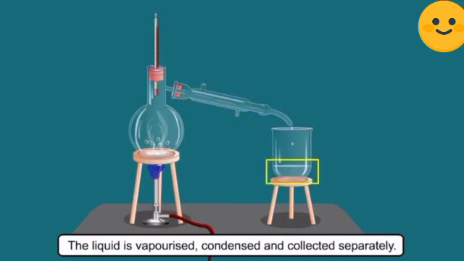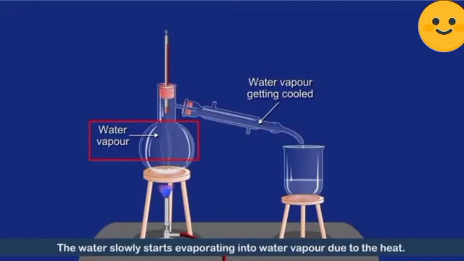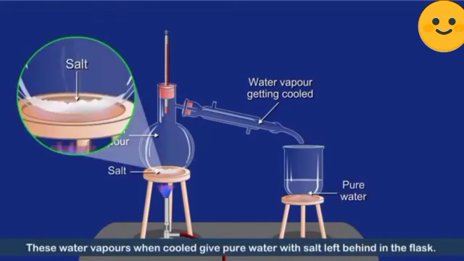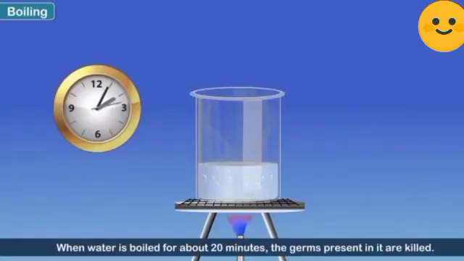The liquid is vaporized, condensed and collected separately. Salt water is being heated in a flask. The water slowly starts evaporating into water vapor due to the heat. The water vapors, when cooled, give pure water with salt left behind in the flask. The substance that is left in the flask is salt.